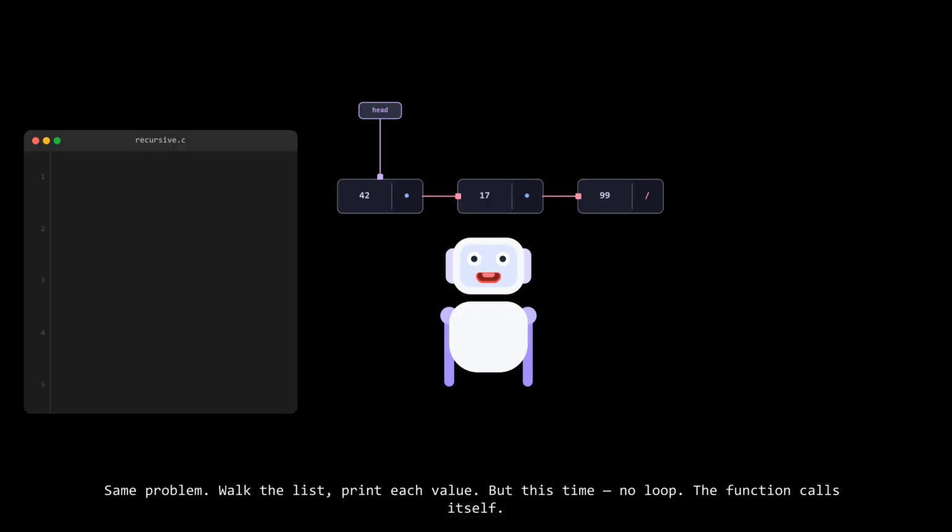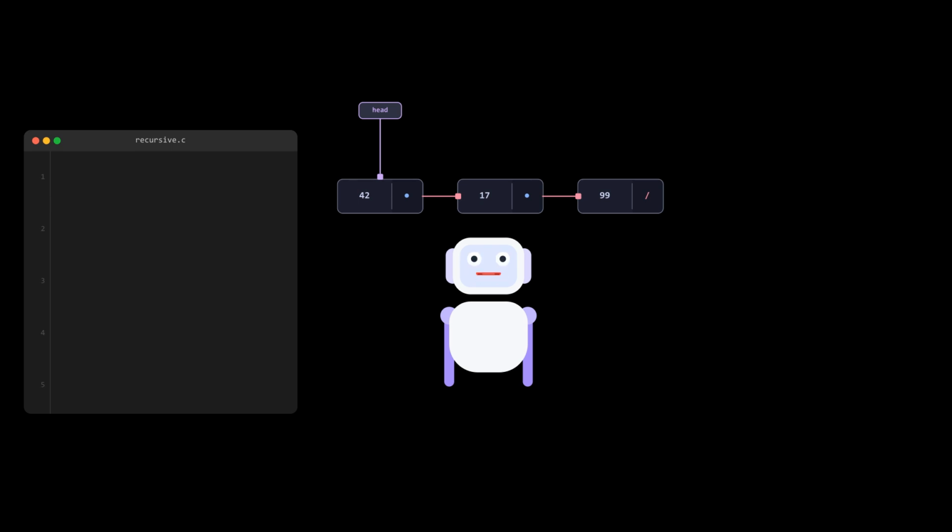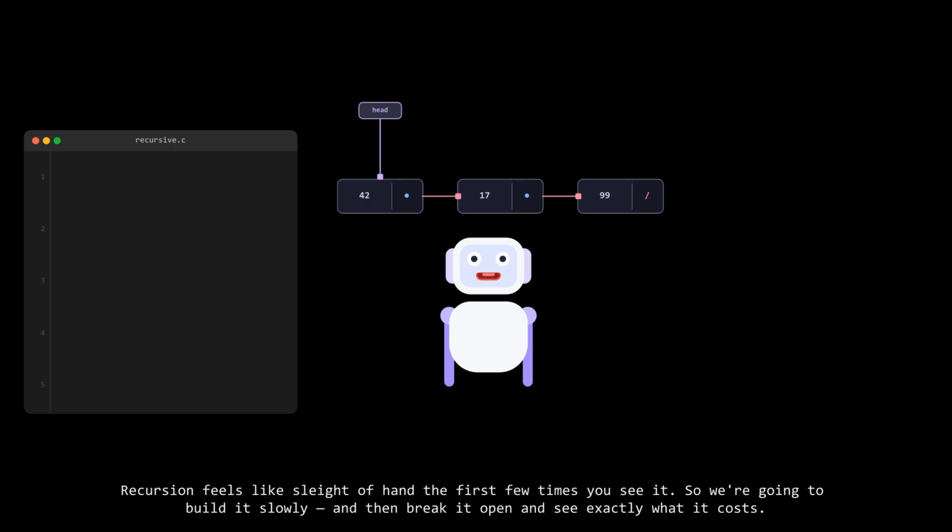Same problem. Walk the list. Print each value. But this time, no loop. The function calls itself. Recursion feels like sleight of hand the first few times you see it. So, we're going to build it slowly, and then break it open and see exactly what it costs.